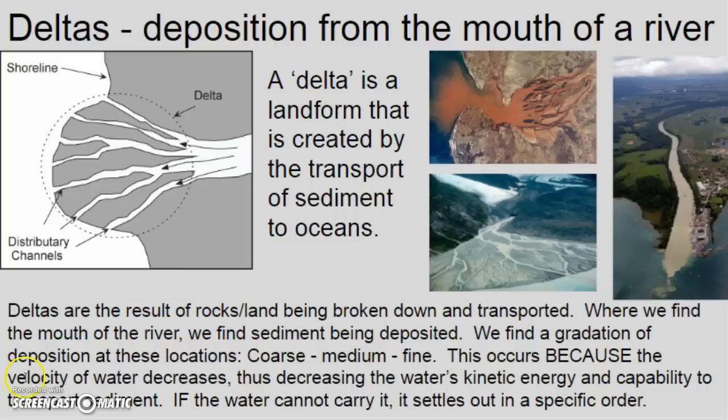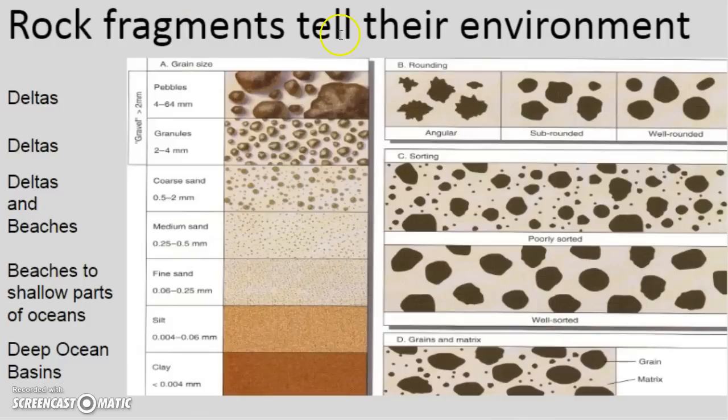Well, this occurs because the velocity of the water decreases, thus decreasing the water's kinetic energy and capability to transport the sediment. If the water cannot carry it, it settles out in a specific order that we call gradation. So rock fragments, they tell their environment. Well, where do we find pebbles in this case, pebbles in smaller sizes of particles? Well, the largest materials that you're going to find are going to be found where we find water changing velocity, and these are going to be found at deltas.